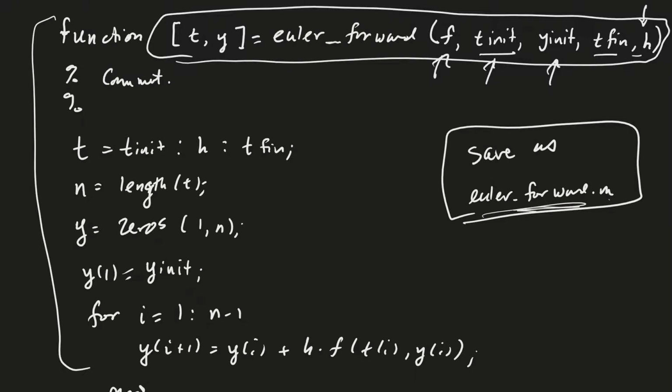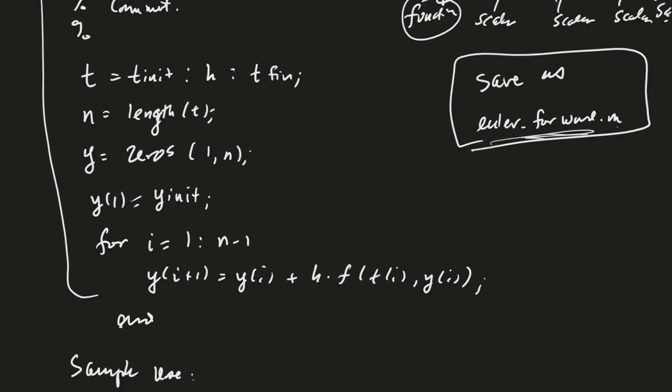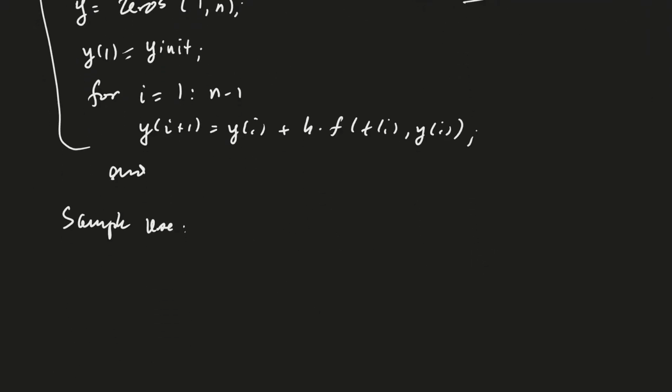Now t init is going to be a scalar, so that's easy. Y init is a scalar, t final is a scalar, h is a scalar. The only thing here is this is a function, and actually it's something called a function handle. So here's an example of how we might use this.